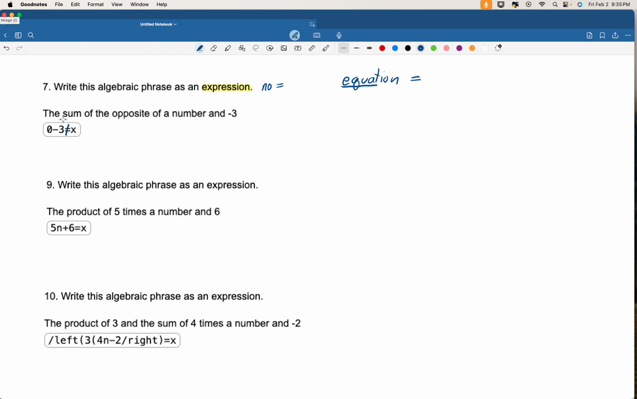So it says the sum of. So that tells me we're going to be adding two numbers, at least two numbers. And so I'm going to look for a list of items to be added together. That's the next step. So sum of means my operation is adding. So we're adding stuff together, and I'm going to look for the list.